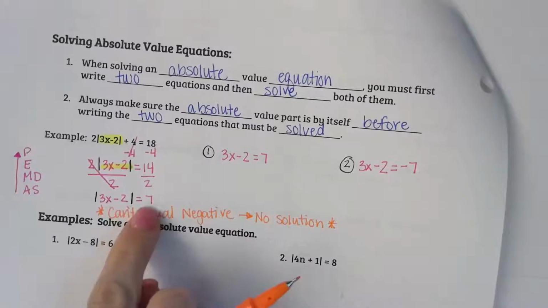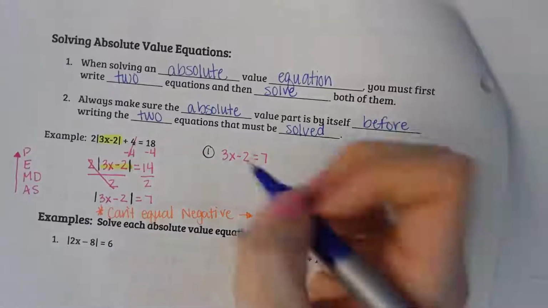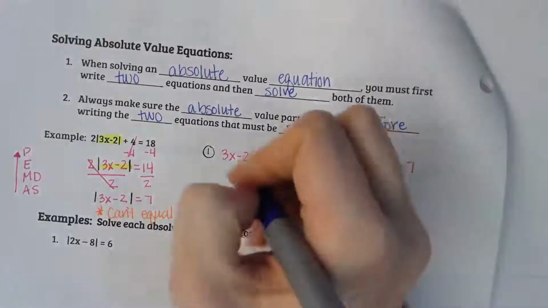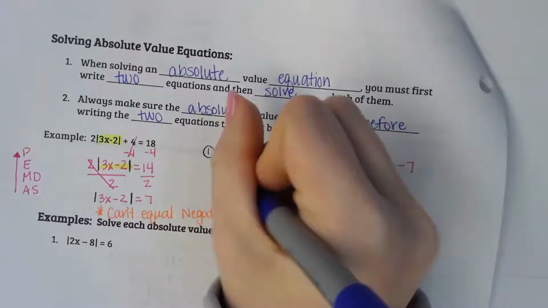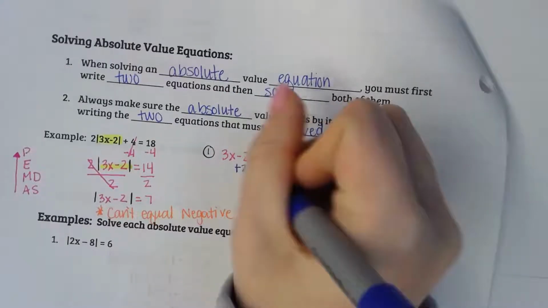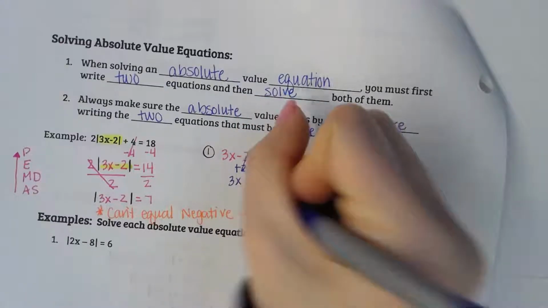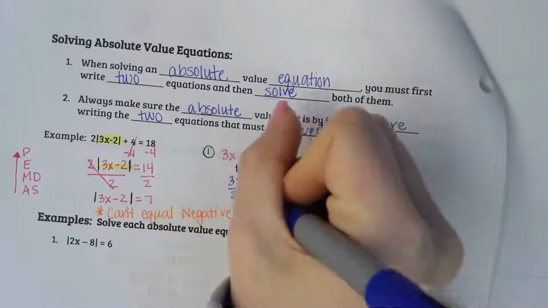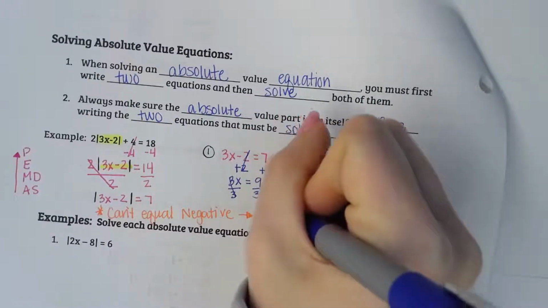But this was positive, so we are allowed to do that. Okay, so now we're going to go ahead and solve these. So again, we would do opposite order of operations. So add the 2 to both sides, and divide by 3. So x equals 3.